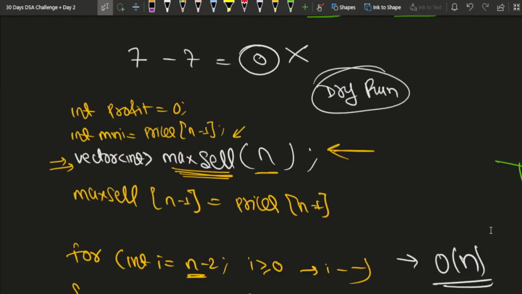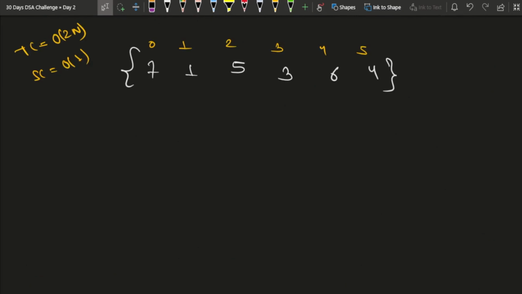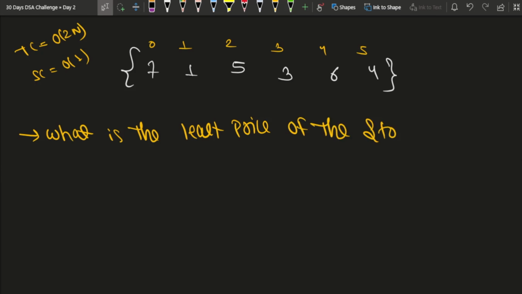Now, can we think in reverse order? I'll say yes, we can definitely think in reverse order. How? We will try to find out what is the least price of the stock.